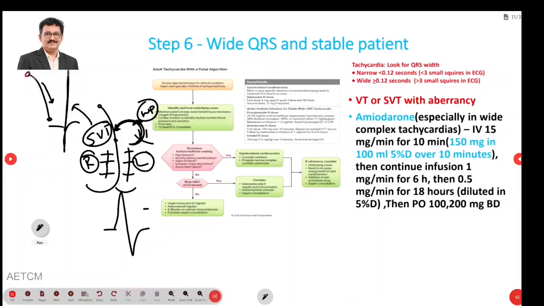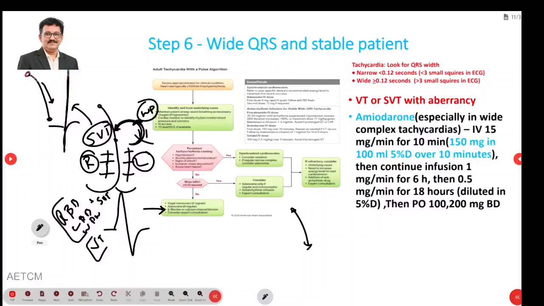In narrow QRS complex you can definitely give beta blocker or calcium channel blocker. But remember, if you have an accessory pathway, because we are told three important reasons for wide QRS complex: RBBB, LBBB, WPW syndrome with SVT. There is one more group, or VT as such, ventricular tachycardia.